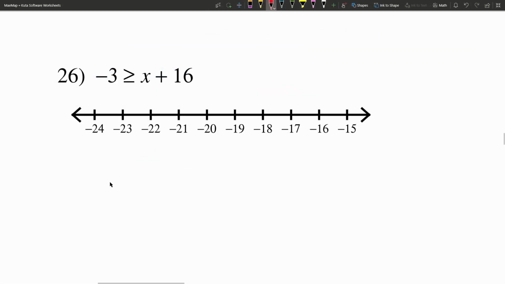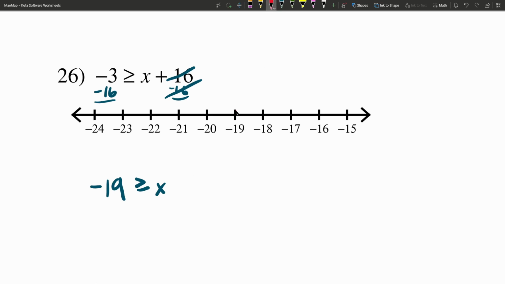Moving on to the last problem on this worksheet, number 26. For number 26, we have negative 3 is greater than or equal to x plus 16. All we're going to do is subtract 16 from both sides. So negative 3 minus 16, we're going further into the negative, so that's going to be a negative 19, which is greater than or equal to x.